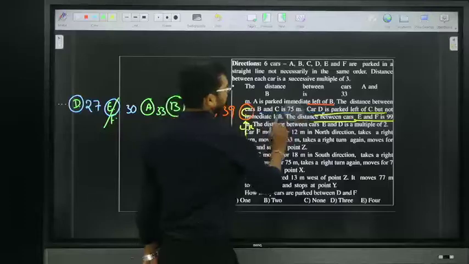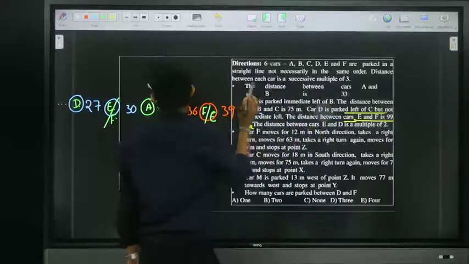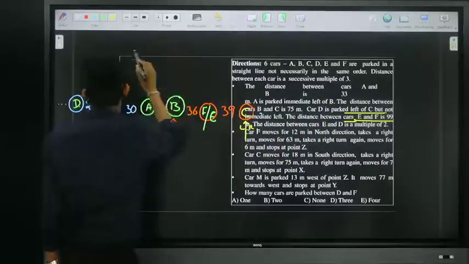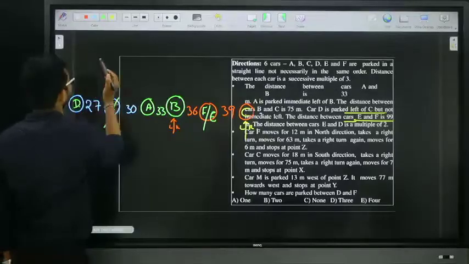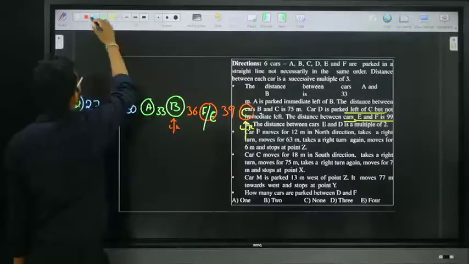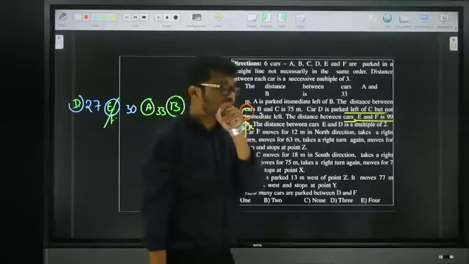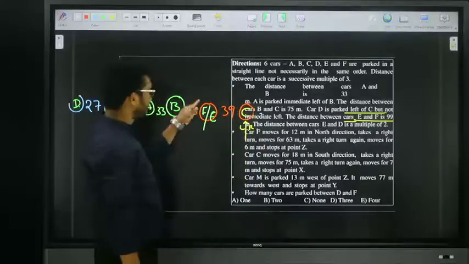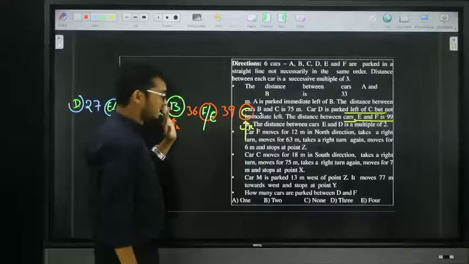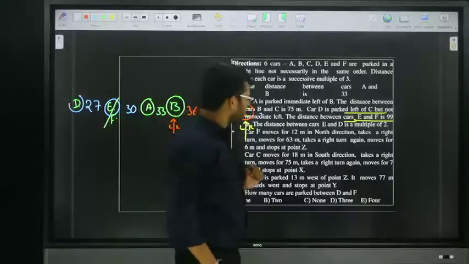Then this side there is no chance for any other cars. This side also there is no chance for any other cars. Now friends here, when the maximum is found, the distance between car E and F is 99. Otherwise F and E is 99. Yes, leave it.